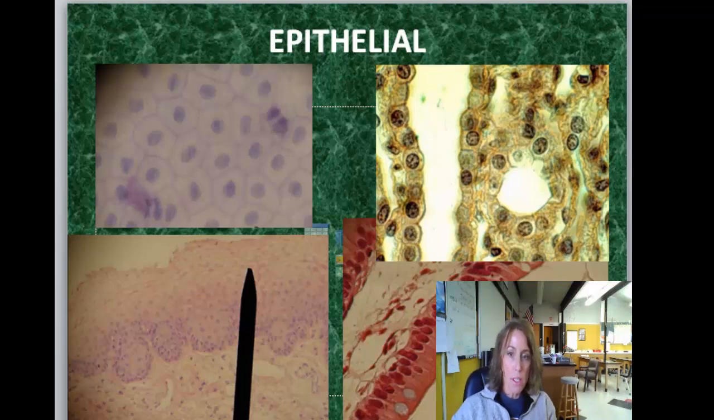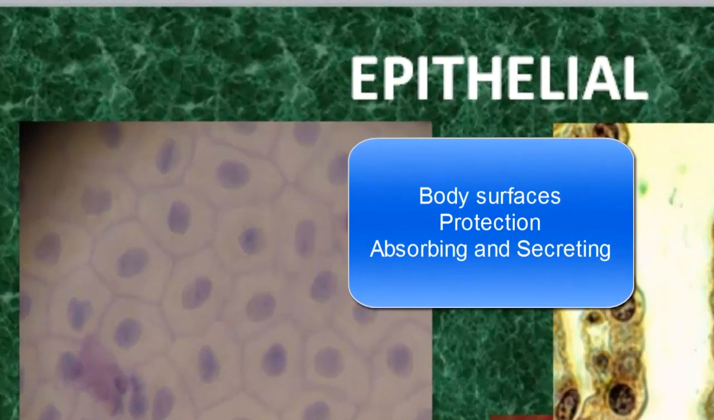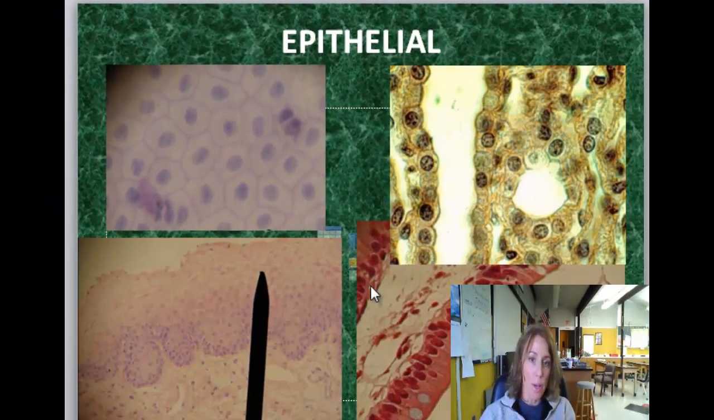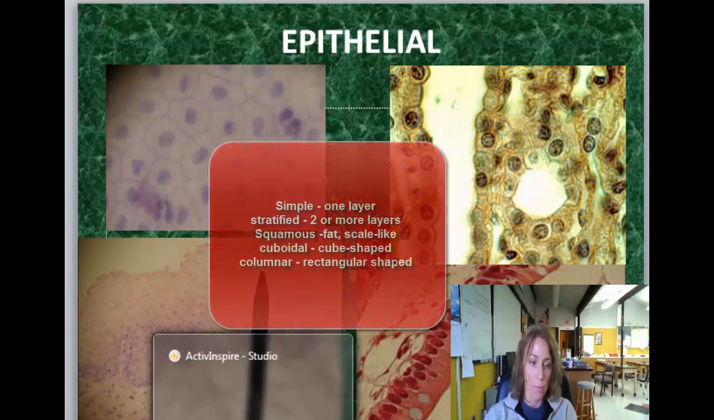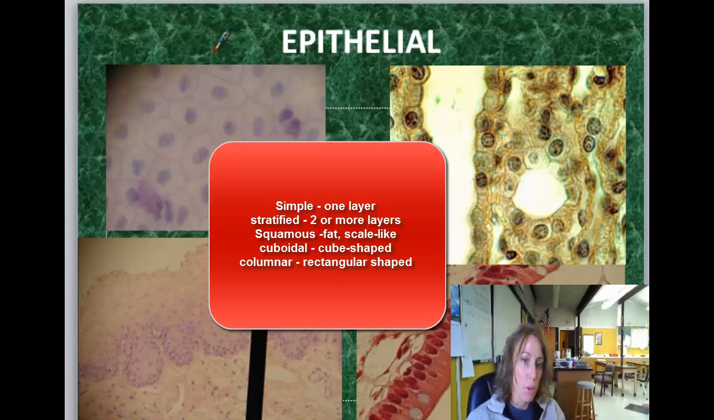Starting with epithelial, this is the type of tissue you find covering the surfaces of our organs and surfaces of our body. It functions in order to protect, secrete, and absorb. The images here are different types of epithelial tissue, which is named according to their shape and structure. If there is one layer, it is called simple. If there is more than one layer, it is called stratified. You also have cube shape called cuboidal, columnar shape called columnar, and scale shape called squamous.